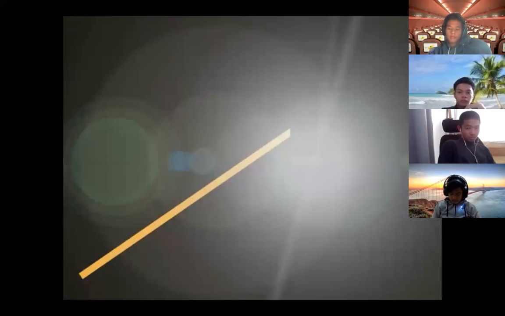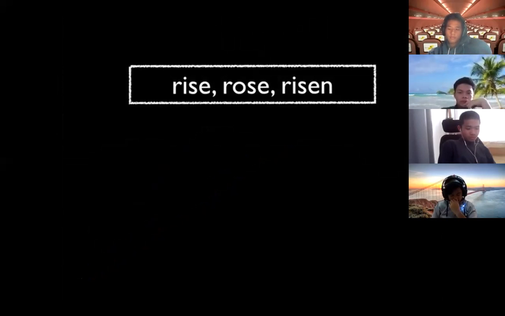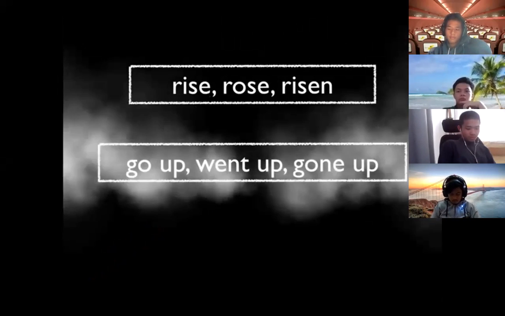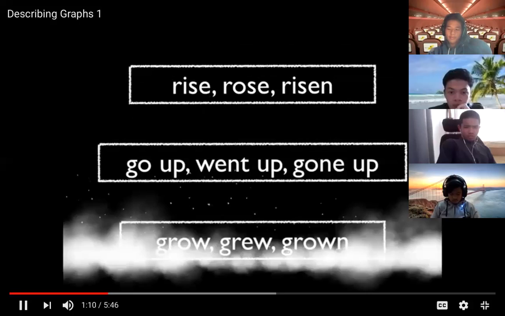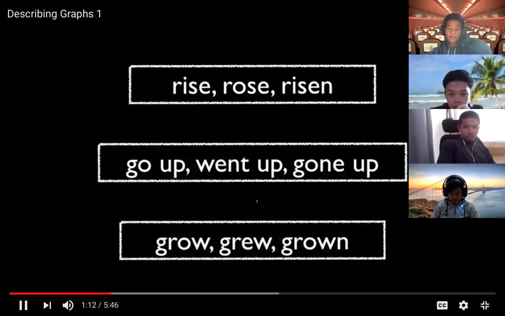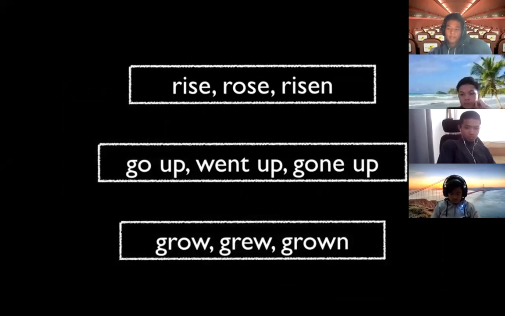If we now look at the irregular verbs from those, we have rise, rose, has or have risen; go up, went up, has or have gone up; grow, grew, has or have grown.